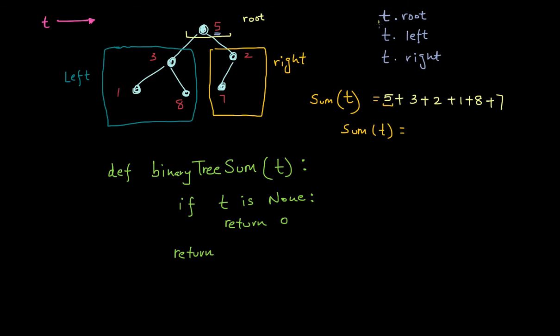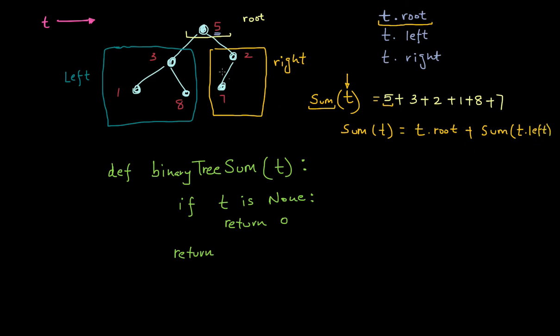I just said to get hold of that 5, I must say t dot root. So can I say t dot root? Get hold of that 5 plus sum up the entire left piece of the tree. What is that method that will sum up the entire left piece of the tree? Well, this is the method right there. If sum takes in as an input some t, which is a binary tree, I'm just going to invoke the same method again, which is going to be on t dot left.